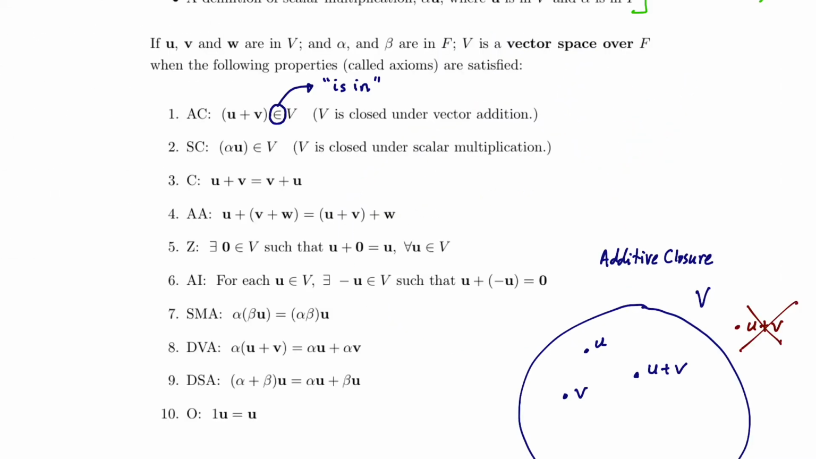Scalar closure says a similar thing, which is that if I multiply a vector u that's in V by a scalar, remember this scalar alpha is not in V, it's in F. If I multiply a vector times a scalar, I will get another vector, and that vector has to be in V. So we say V is closed under scalar multiplication.